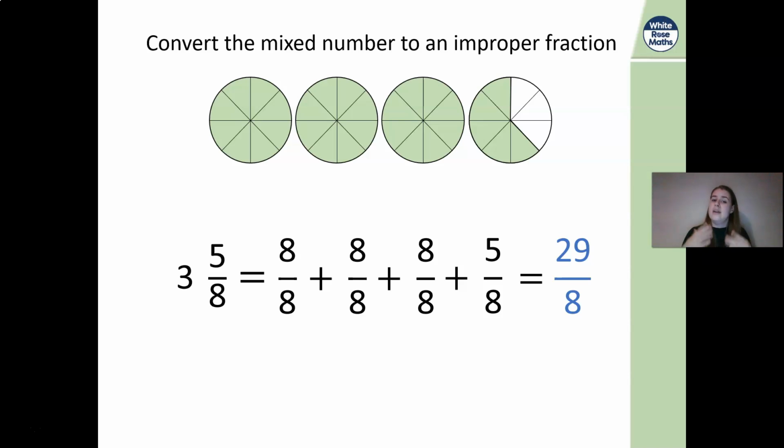Now, if you can do it using your times tables, let's multiply them. So we do our denominator multiplied by a whole number. 3 times 8 is, good, 24. And then all we're going to do is add the numerator. And 24, add 5, gives us 29.